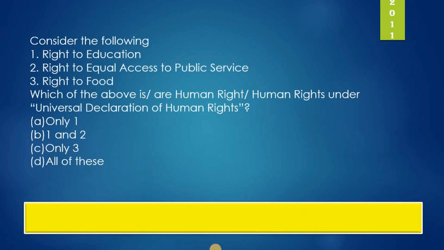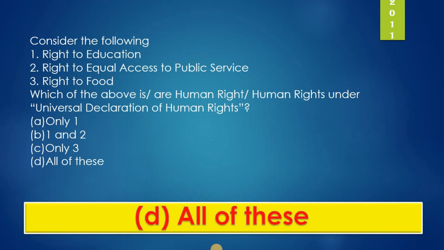Next question. Consider the following: right to education, right to equal access to public services, right to food. So which of these above are human rights under the Universal Declaration of Human Rights? Okay, so the options are only 1 and 2, only 3, or all of these. So the answer is option number D, that is all of these, that is right to education, equal access to public services, and right to food. All are human rights under the Universal Declaration of Human Rights.